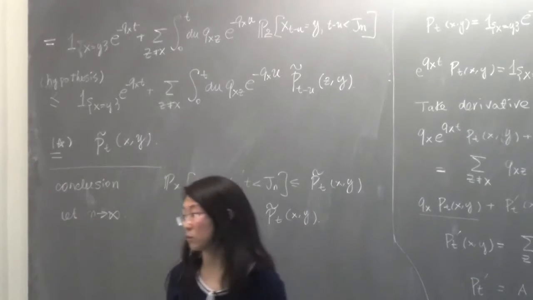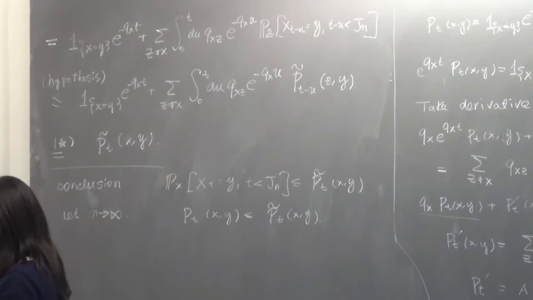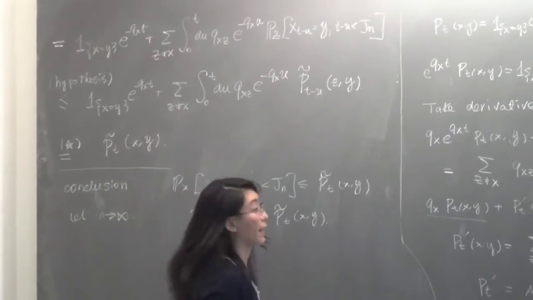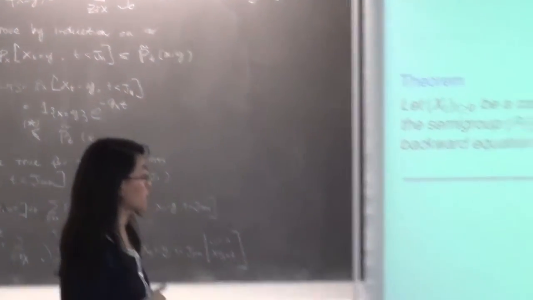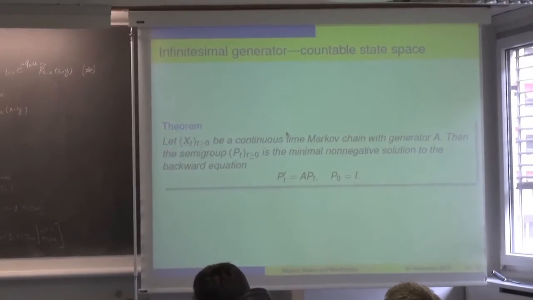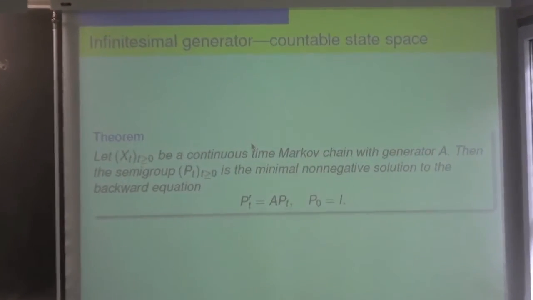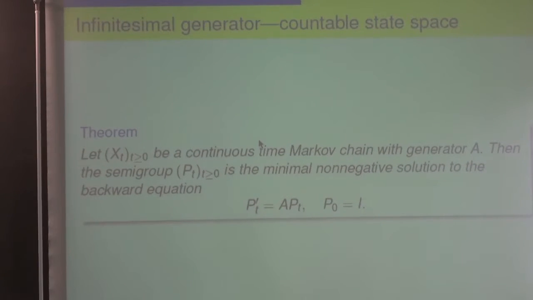So in this theorem, the infinitesimal generator A still uniquely determines the semigroup, and the semigroup is the minimal non-negative solution to this backward equation. So although we can't say that pt equals e to the power ta, we still know that given A, this pt is uniquely determined through this process.